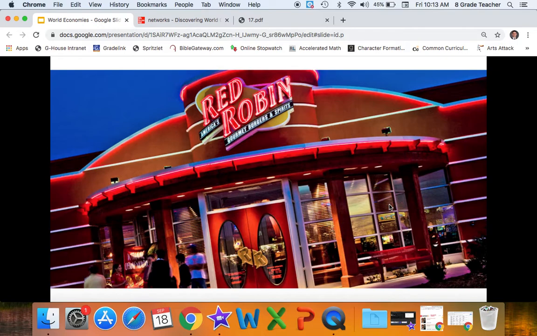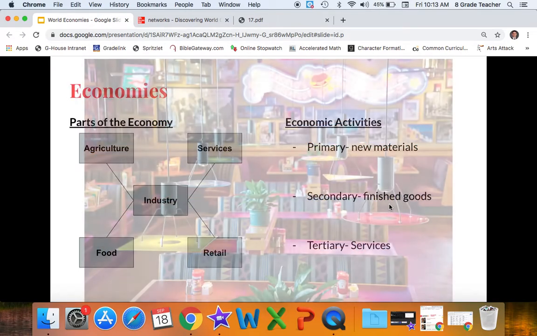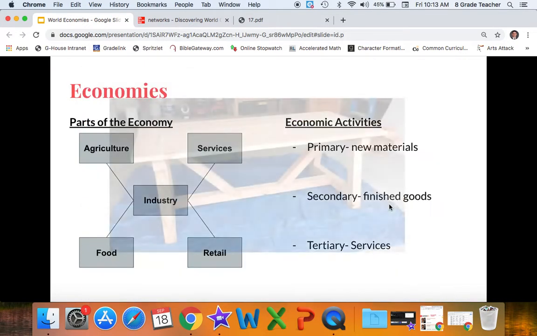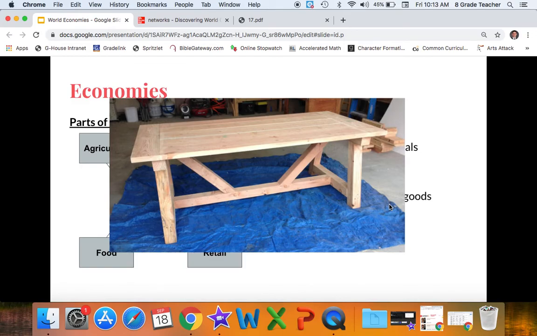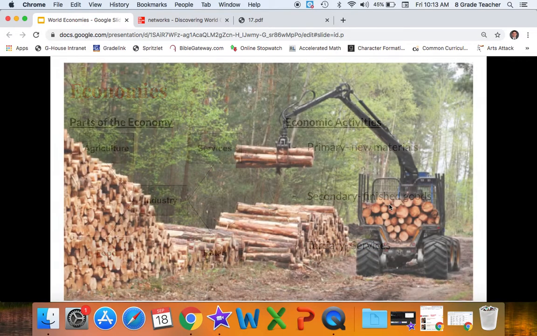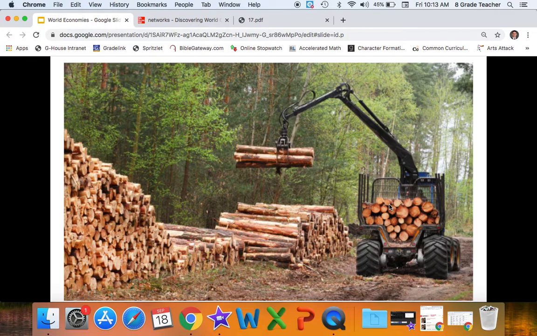There are three different levels. The tertiary level is services, where somebody does something for you. The second level is where you're producing something, a finished product or a finished good. And the first level is the primary resource, or that natural resource that needs to be first harvested and then can be turned into something else.